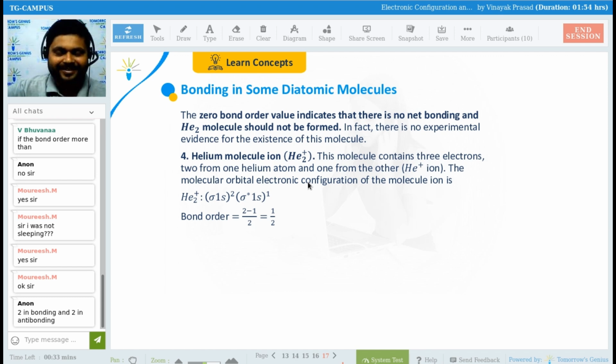Bond order is 0, sir. Yes, so you have to correct me, sir. No, sir, you are saying wrong. Not 4, 5, 6, 8, sir. It will be 0 only, sir. Getting my point? Okay.